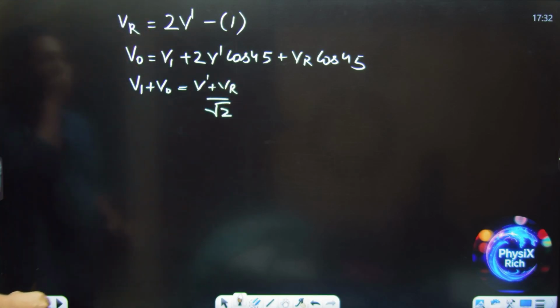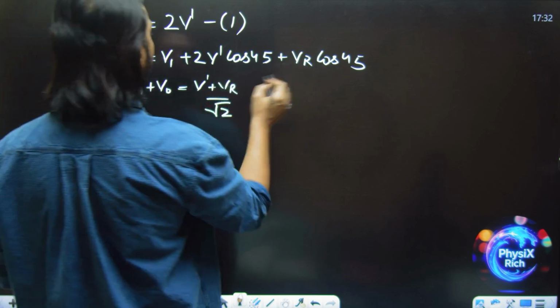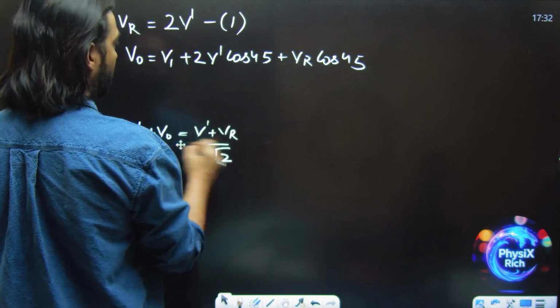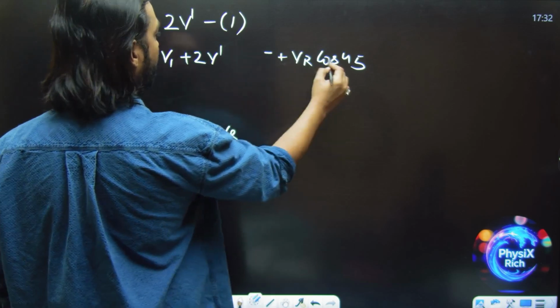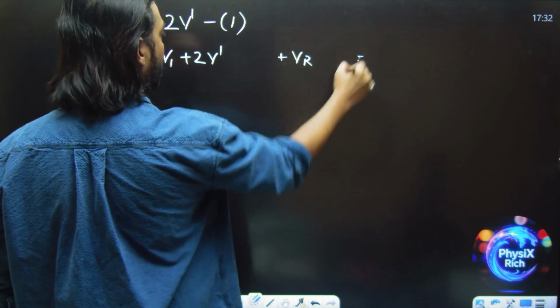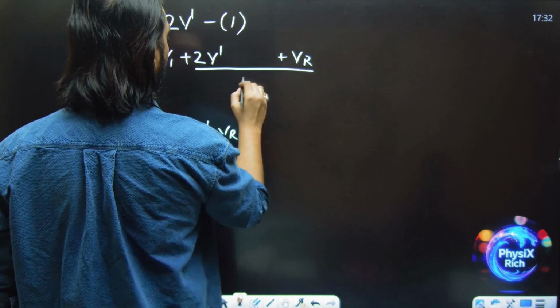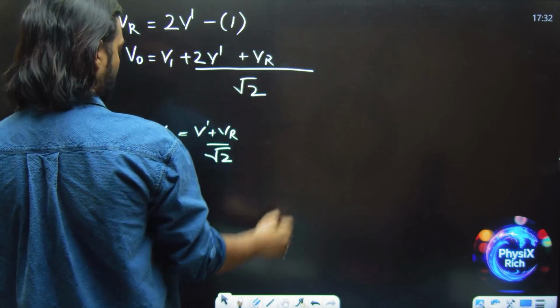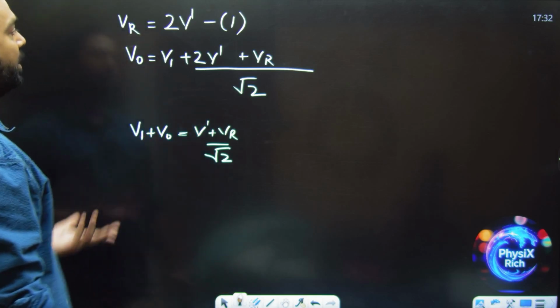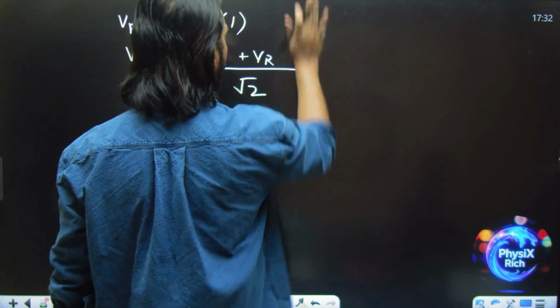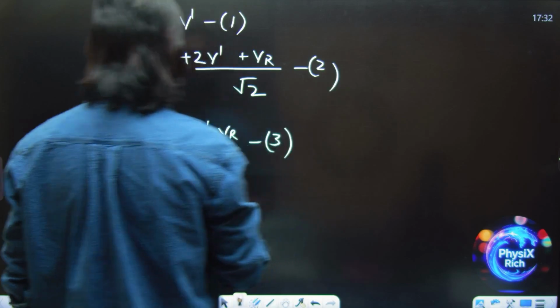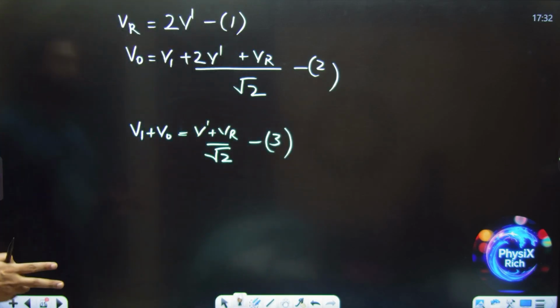Okay. Also, this cos 45, we can just put that equal to 1 upon root 2. So I think there is no need to write cos 45 over here and over here. We can just simply take a root 2 over here, and you can take this VR over here. Now, these are just simply 3 equations, and we have 3 variables. The variables are V1, V dash, and VR. So let's solve for it.